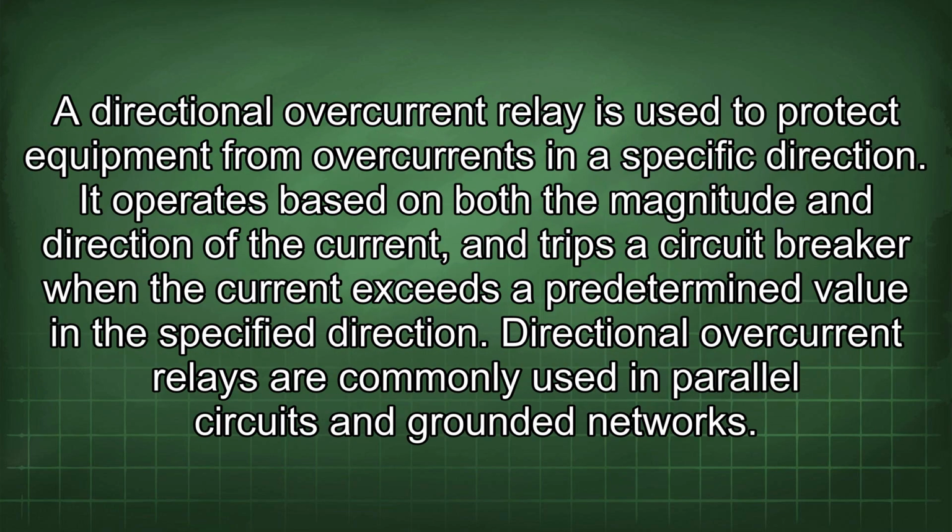A directional overcurrent relay is used to protect equipment from overcurrents in a specific direction. It operates based on both the magnitude and direction of the current, and trips the circuit breaker when the current exceeds a predetermined value in the specified direction. Directional overcurrent relays are commonly used in parallel circuits and grounded networks.